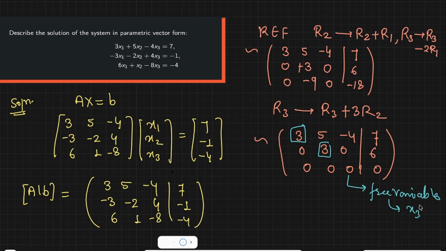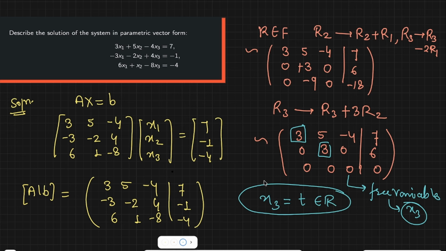Which one is it? x3 will be the free variable. So you just consider x3 is equal to t, belonging to the real numbers. This is my free variable. Okay, now I have considered this here. What is the value of x2? x2 you can directly find out from here. So your x2 will be, what will x2 come out to be? 3x2 is equal to 6, then x2 is equal to 2. The value of x2 came out to be 2, meaning x2 does not depend on this.